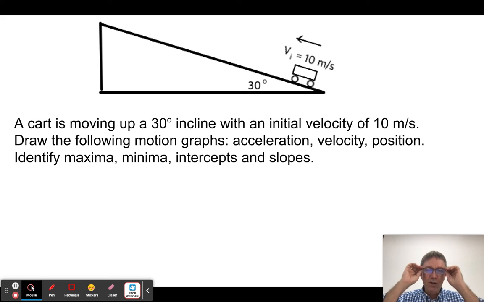All right, one last one. I'll let you go, promise. Now I have a cart moving up an incline at 30 degrees. It's got initial velocity 10 meters per second. I want you to draw the following motion graphs. That's another common thing we're going to be asked to do a lot in AP Physics, so let's just practice it. It's actually not so hard. I want to make motion graphs for acceleration, velocity, and position, and identify maxima, minima, intercepts, and slopes. Let's just try this here.